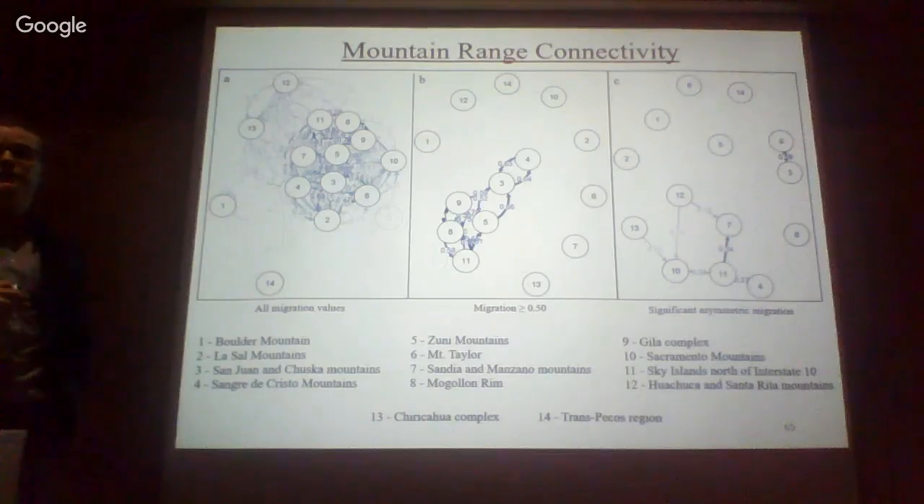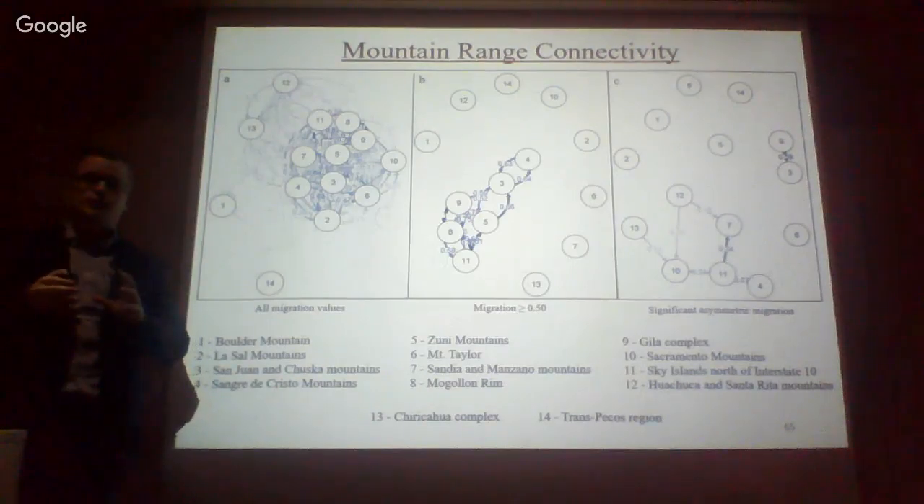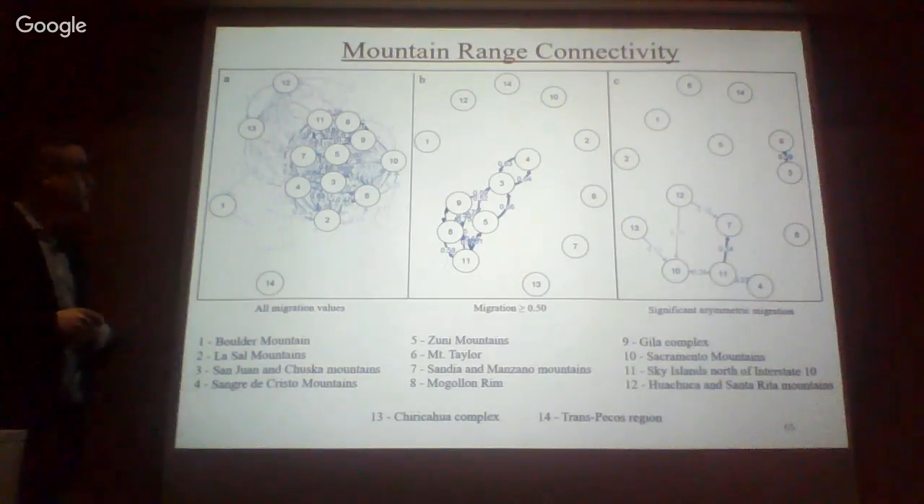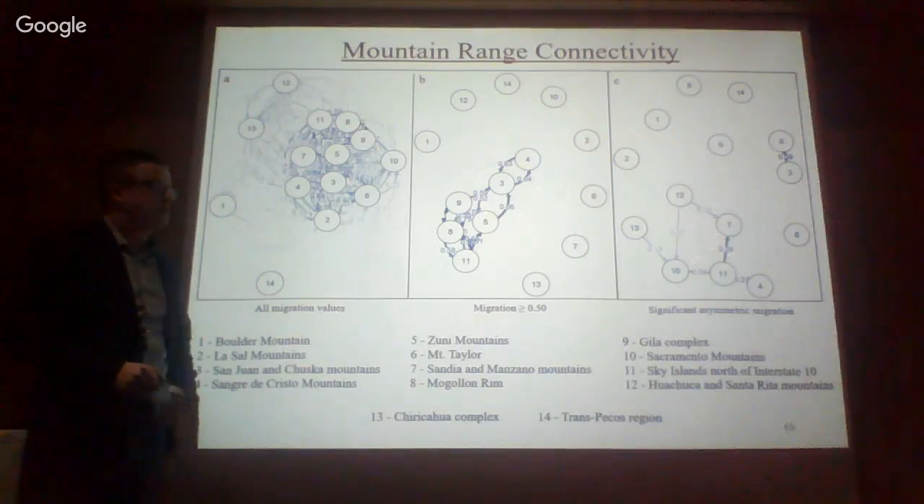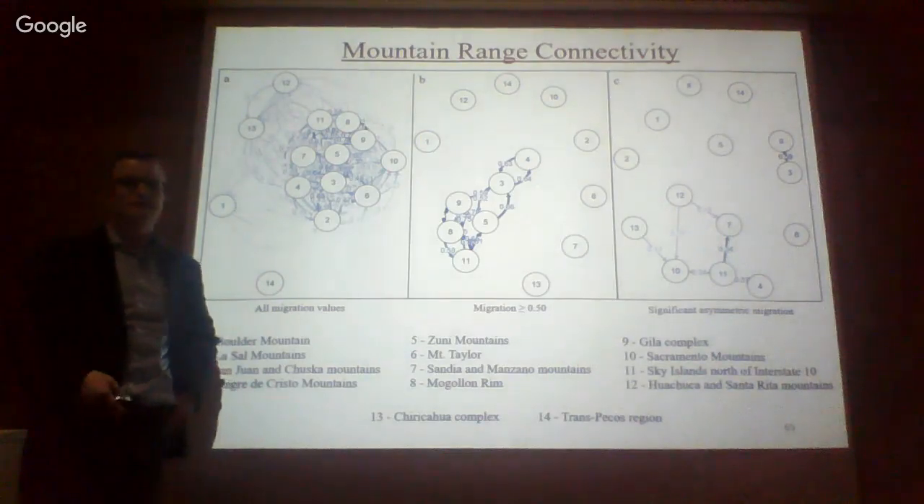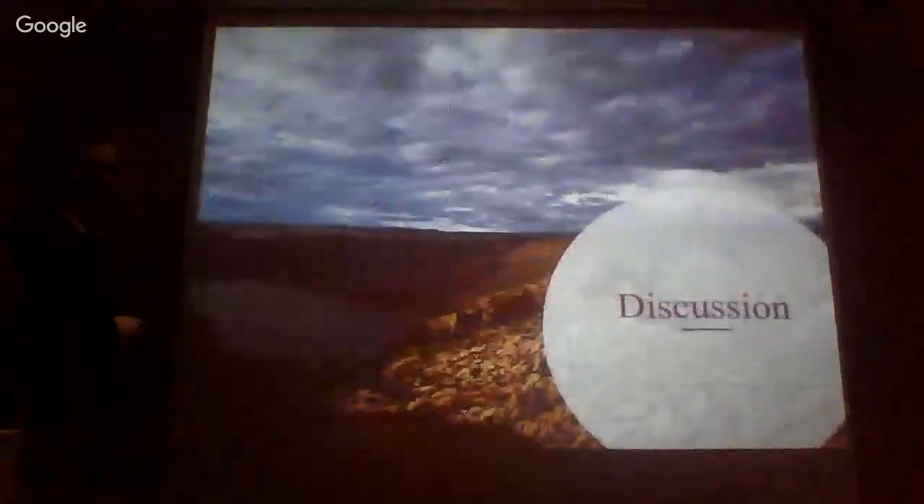Mountain range-wise, we see the same pattern, but again, the big regions are broken down by mountain range. We see those clusters in the center of the region all together. Here are those Sky Islands: Huachuca, Santa Ritas, and Chiricahuas. And then you have Texas and Boulder Mountain, Utah, off by their own. Again, some low levels of gene flow occurring, except for those in that center portion of the region. And then we did observe significant asymmetrical migration. I'll talk on that.